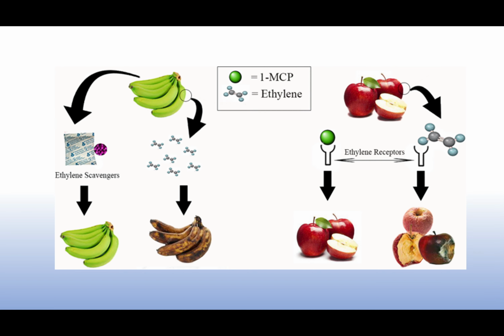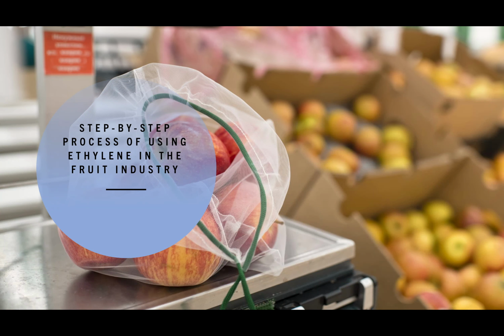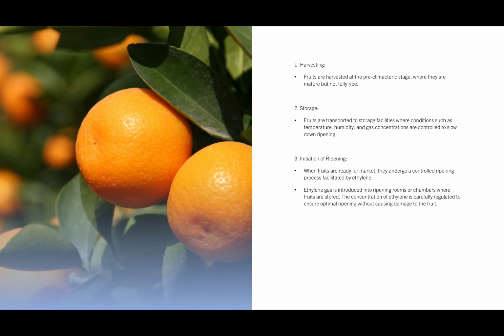So let's move on. Right, so the step by step process now. First we harvest the fruits at the preclimacteric stage. So we harvest the fruits first, then we store them. We tend to store them where conditions such as temperature, humidity, and gas concentrations are controlled to slow down the ripening. When fruits are ready for market, they undergo a controlled ripening process facilitated by ethylene.